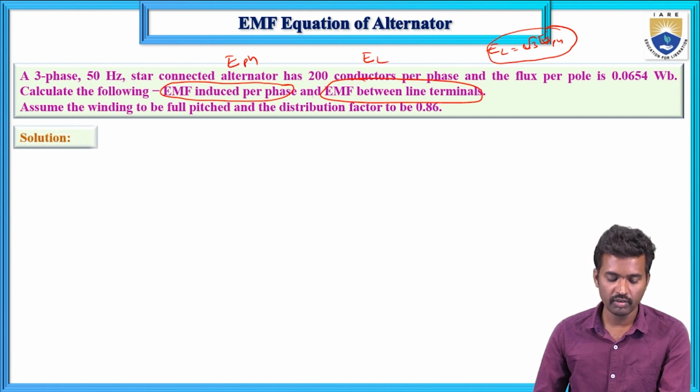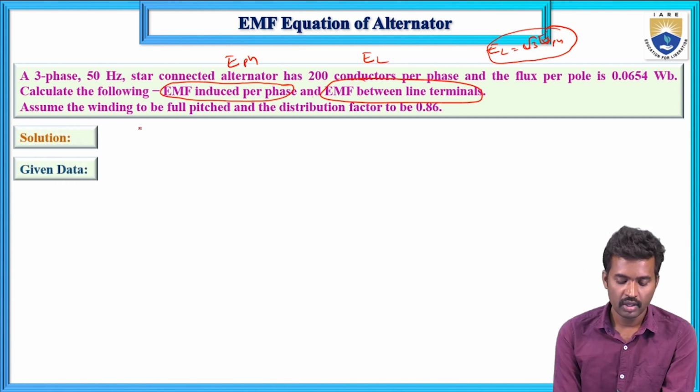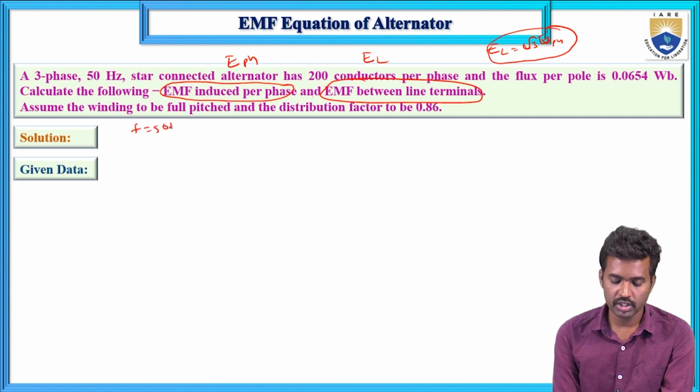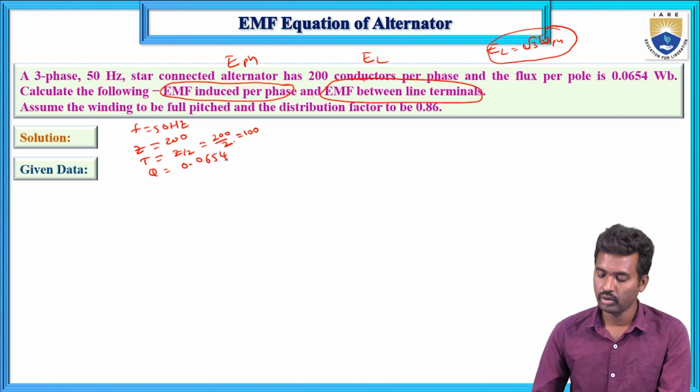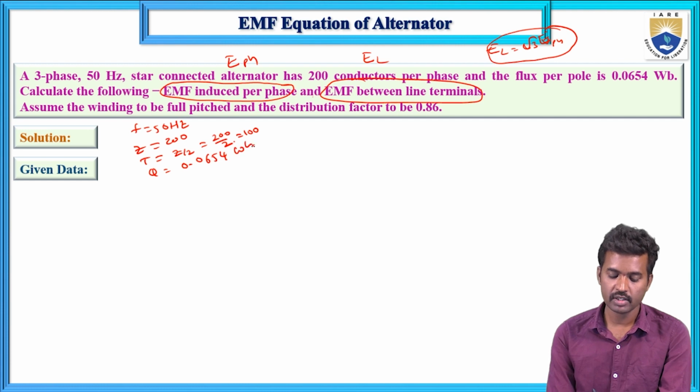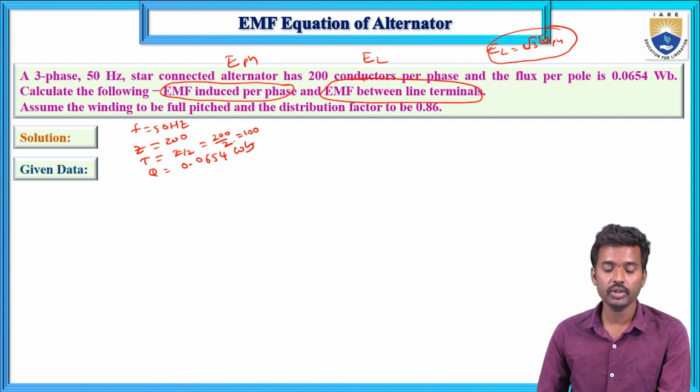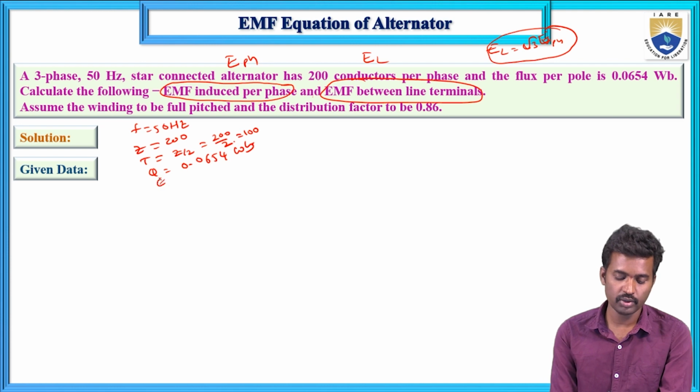That equals the given data first. F equals 50 Hz and Z equals 200. So from this, T equals Z by 2, since 200 conductors means 200 by 2, that equals 100 turns, and flux equals 0.0654 Weber. We need to calculate the EMF, that is E phase.